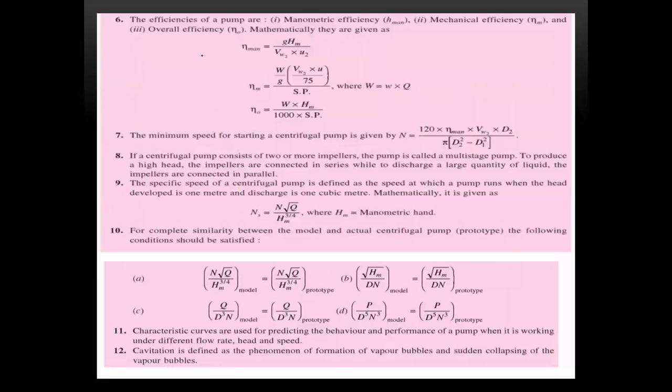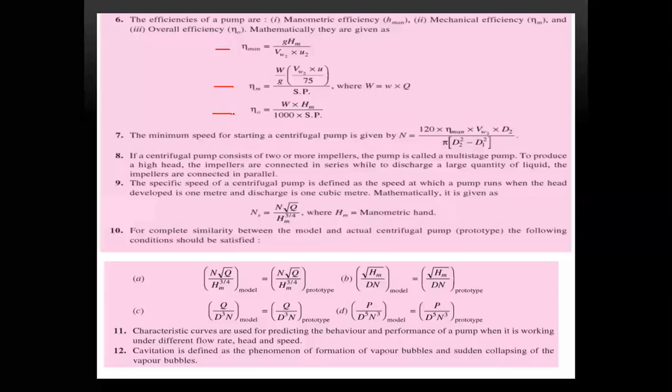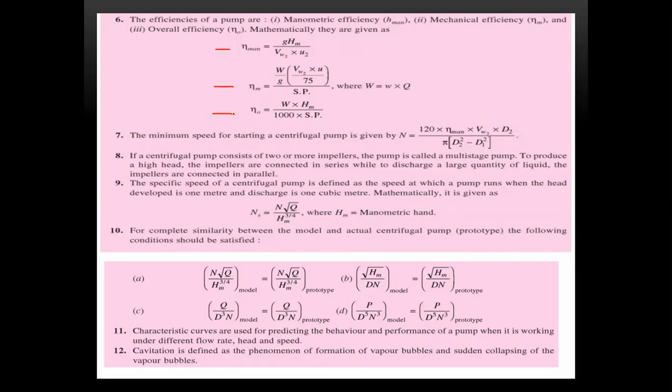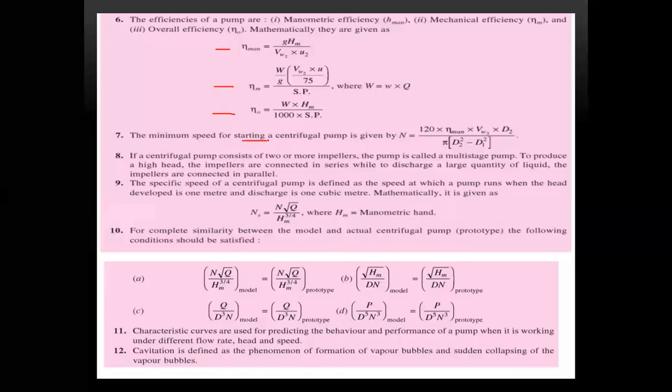Next, the efficiencies. We have three efficiencies: manometric efficiency, mechanical efficiency, and the overall efficiency. What is the manometric efficiency? This is the manometric efficiency, G HM by VW2 into U2. Next, mechanical efficiency is this one. Overall efficiency is this one. Then the minimum starting speed of a centrifugal pump formula.